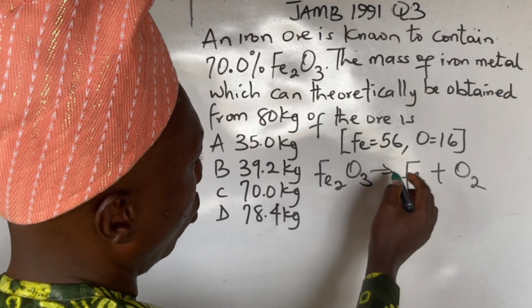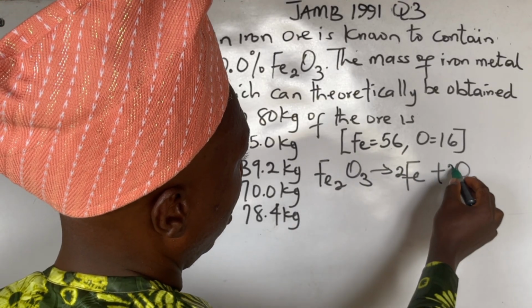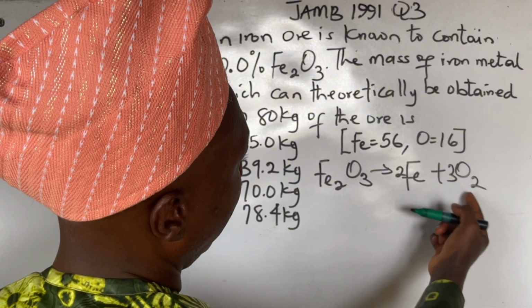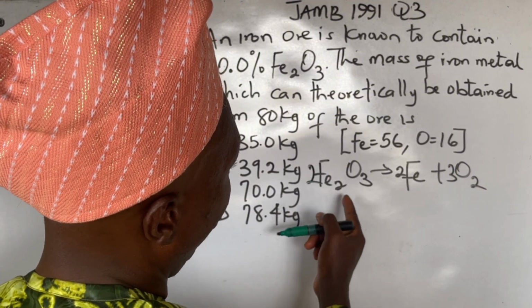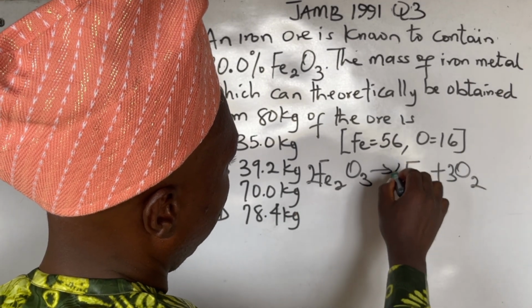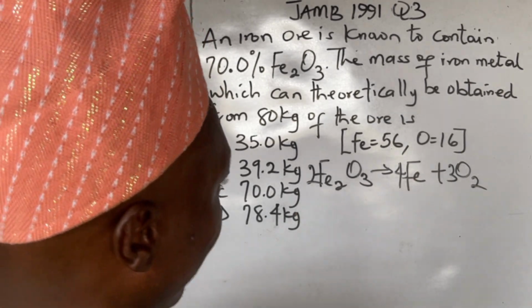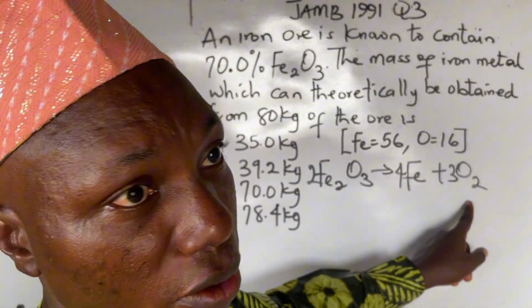So iron is 2. Let's put 2 here. Oxygen is 3. Oxygen is 2 here. Let's put 3 here. So this will become 6. So oxygen is only 3 here. This will become 2. So we have 4 of iron. So we put 4 here. So the equation is balanced. 4 iron, 6 oxygen, 6 oxygen.